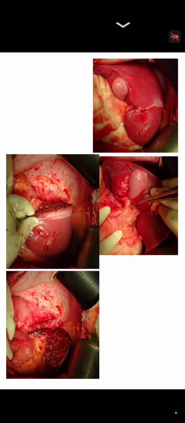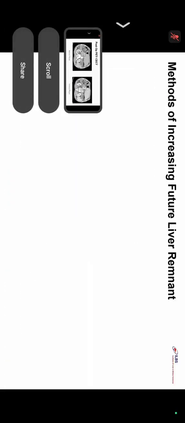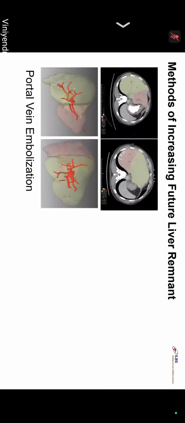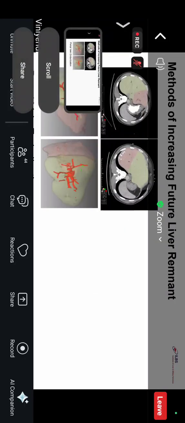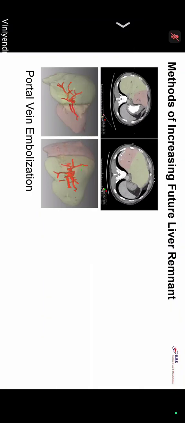Okay. Then these are intraoperative photographs of the same patient as well. And this is the post-op follow-up scan. So what are the methods of increasing future liver remnant? One is portal vein embolization. I'm sure you're aware of this: you embolize the portal vein on one side and the liver will hypertrophy on the other side. The concept is now quite old, and this is one of the safest ways to optimize the remnant.